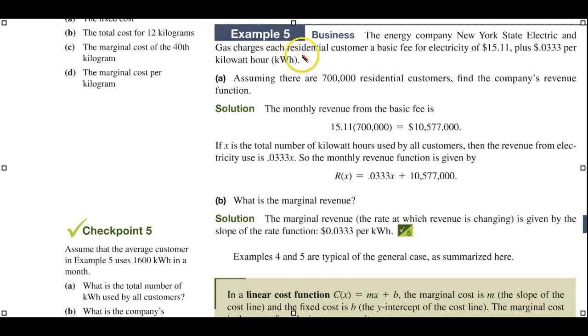In example 5, we're looking at an energy company that charges each customer a basic fee of $15.11. This is usually a month. Plus this much per kilowatt hour. Now, assuming they're going to have this many customers, find the company's revenue function.